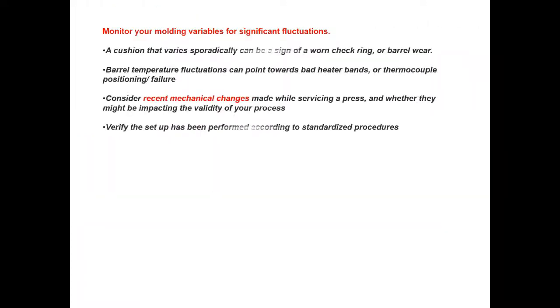You're also going to want to monitor your molding variables for significant fluctuations. For instance, a cushion that varies sporadically can be a sign of a worn check ring or barrel wear. Barrel temperature fluctuations can point towards bad heater bands or thermocouples. And you're also going to want to consider recent mechanical changes made while servicing a press and whether they might be impacting the validity of your process.